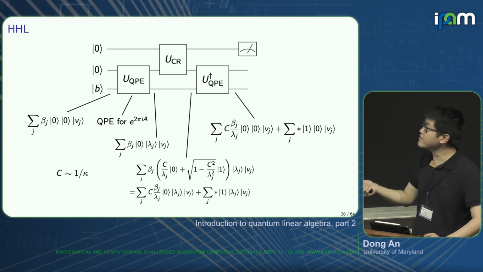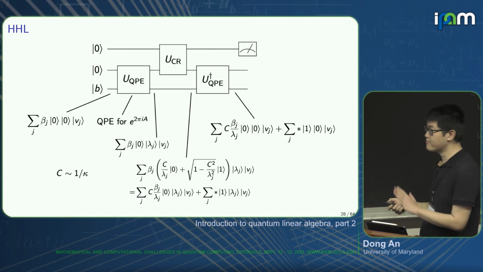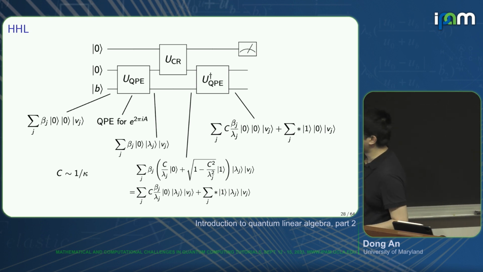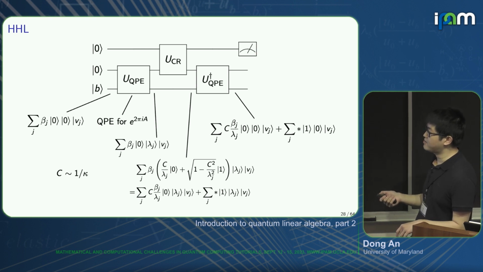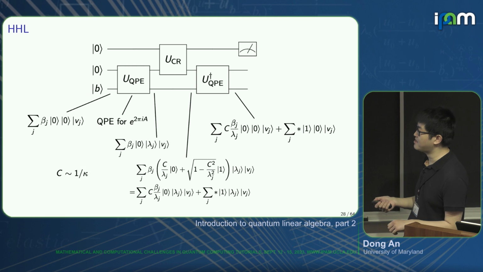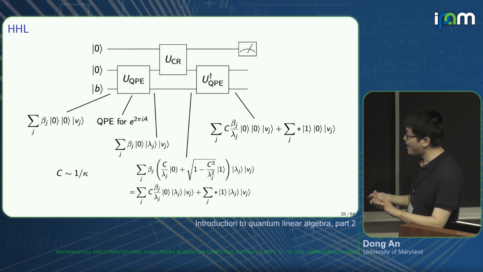So basically the circuit looks like this, and I will walk through the circuit to make sure that we can understand this algorithm. First we start with |0,0,b>, where I decompose b in the eigenbasis of A. A remark here is that we never do this decomposition explicitly. It is directly given: if we have b, we can just write this down, but we never really compute all of the beta_j or v_j explicitly. This is just a math notation.